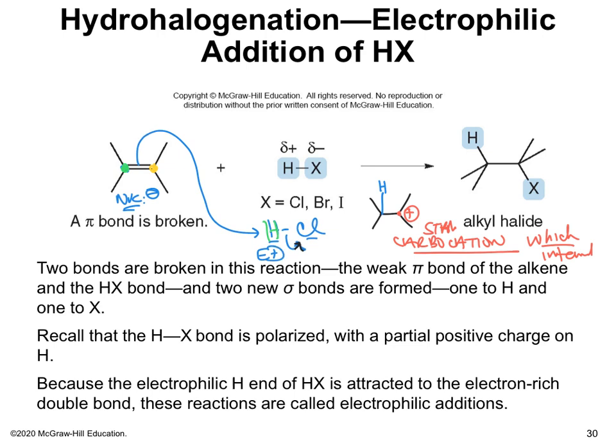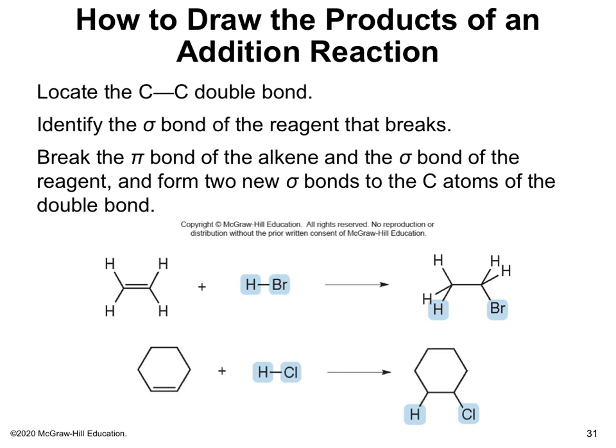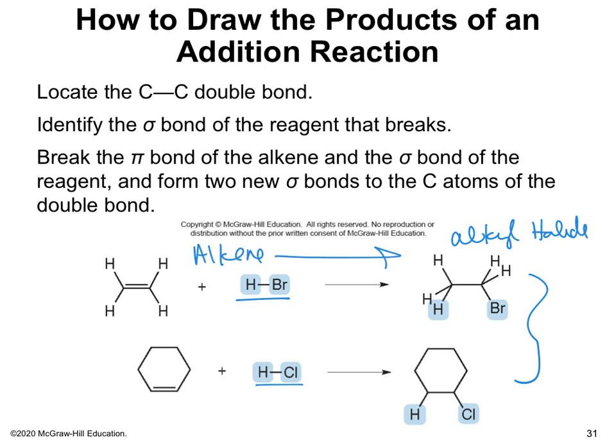And now you've generated Cl minus. And so now the second step, the nucleophile adds to the electrophile. And that's how you get an alkyl halide. So you can add HBr and HCl. And so the functional group transformation is you're going from an alkene to alkyl halides. This is your functional group transformation.